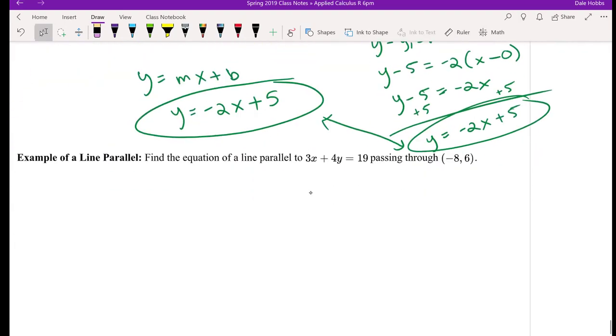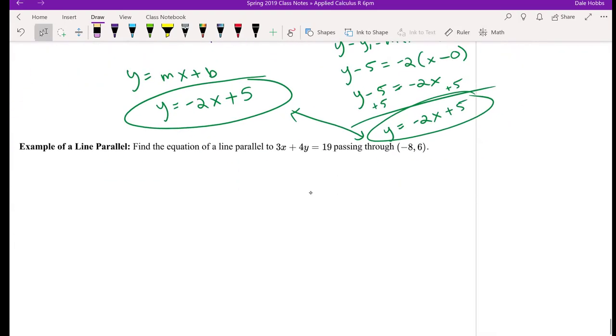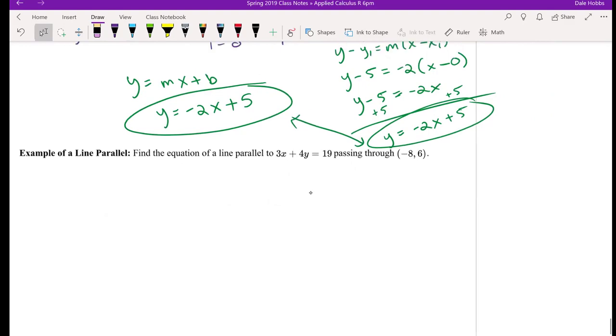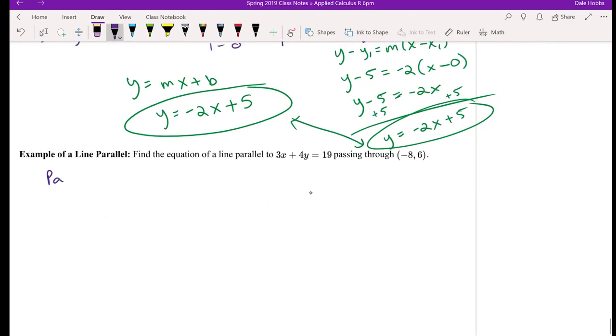Next, going down here, parallel lines. Parallel lines have the same slope, so that's definitely something you want to make sure you note. Parallel lines have the same slope.